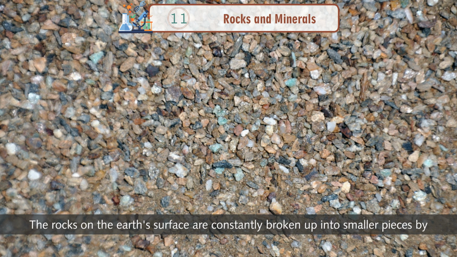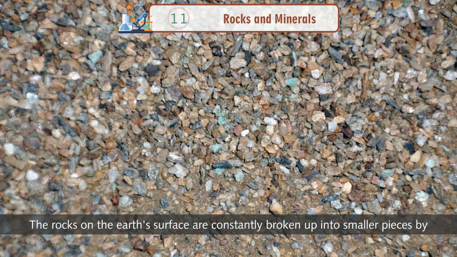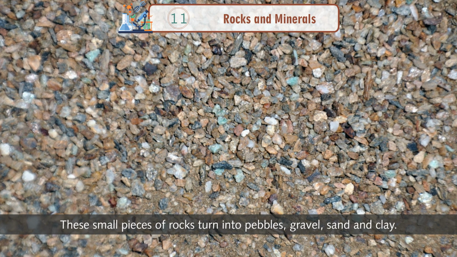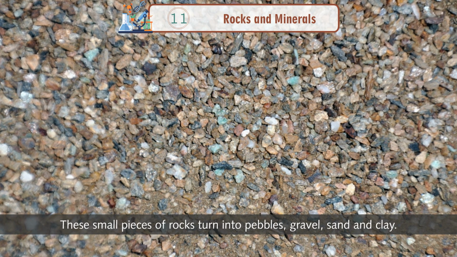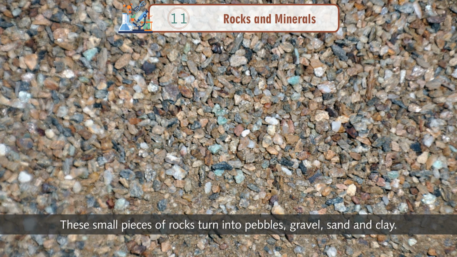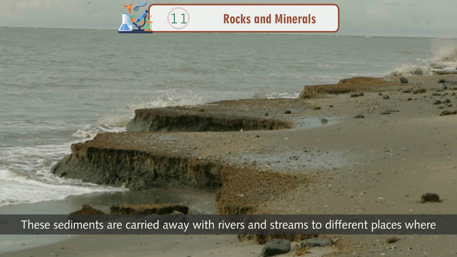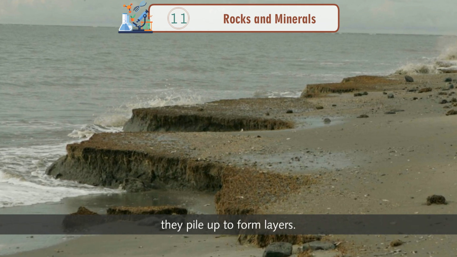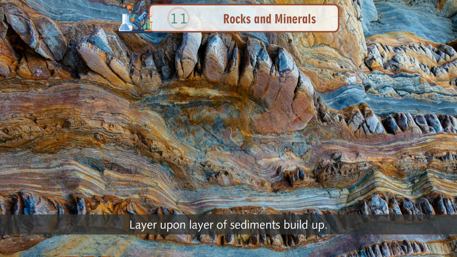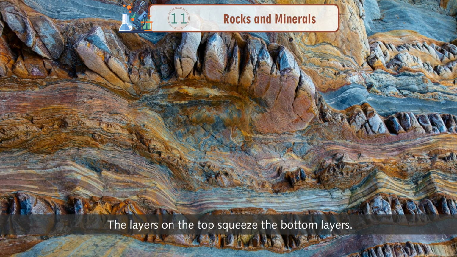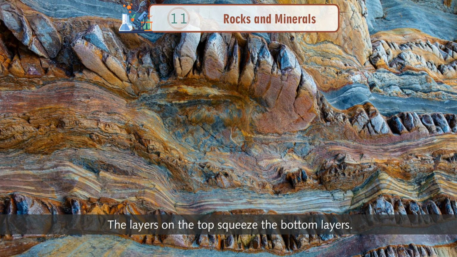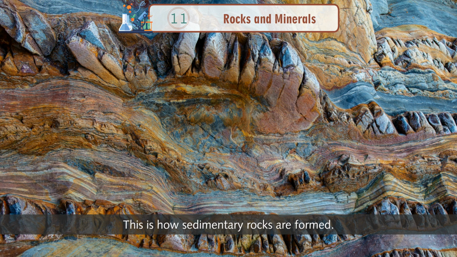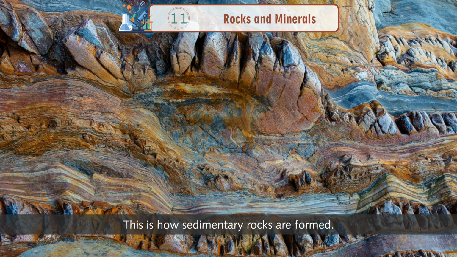Sedimentary rocks. The rocks on the earth's surface are constantly broken up into smaller pieces by wind, water and temperature changes. These small pieces of rocks turn into pebbles, gravel, sand and clay. They are called sediments. These sediments are carried away with rivers and streams to different places where they pile up to form layers. Layer upon layer of sediments build up. The layers on the top squeeze the bottom layers. Continuous pressure upon the bottom layers turns them into rocks. This is how sedimentary rocks are formed.